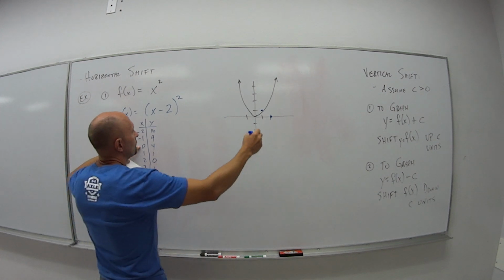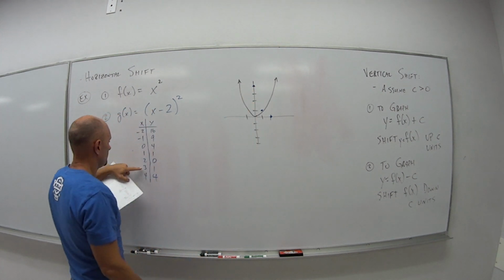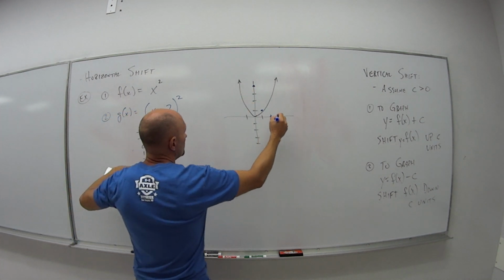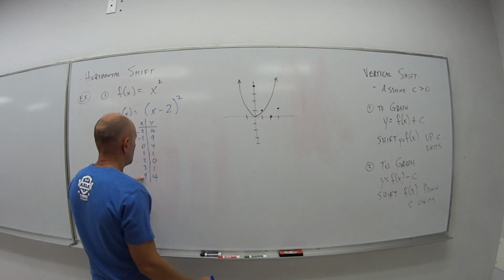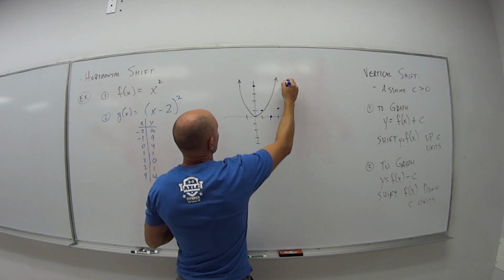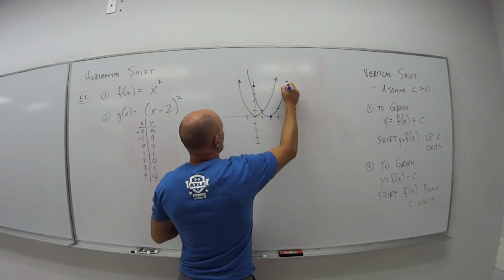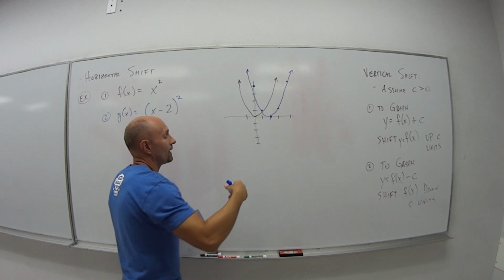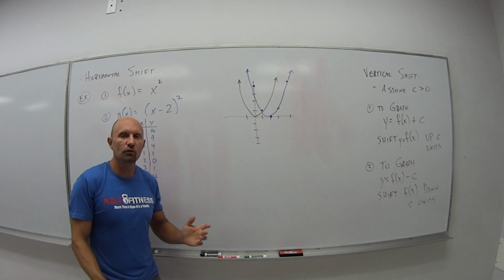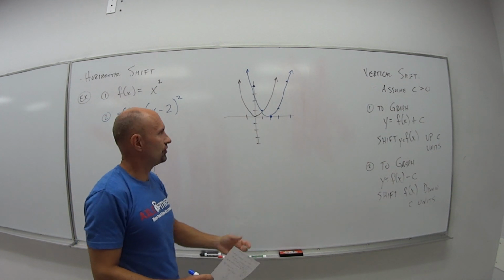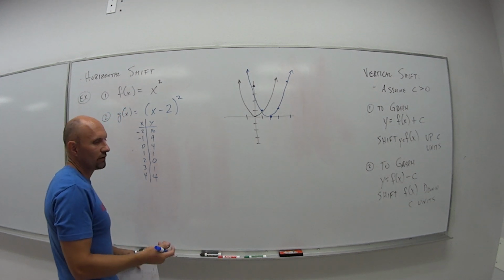At 0, I'm at 4. And if I go back to 3, I'm up 1 unit. And if I move out to 4, I'm up 4 units. So this function, when I had the 2, well, if I had any number inside, what was it doing? That's my horizontal shift.